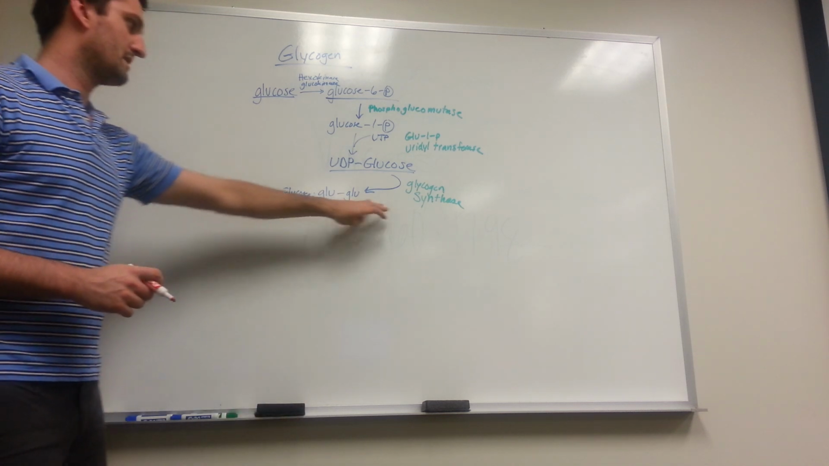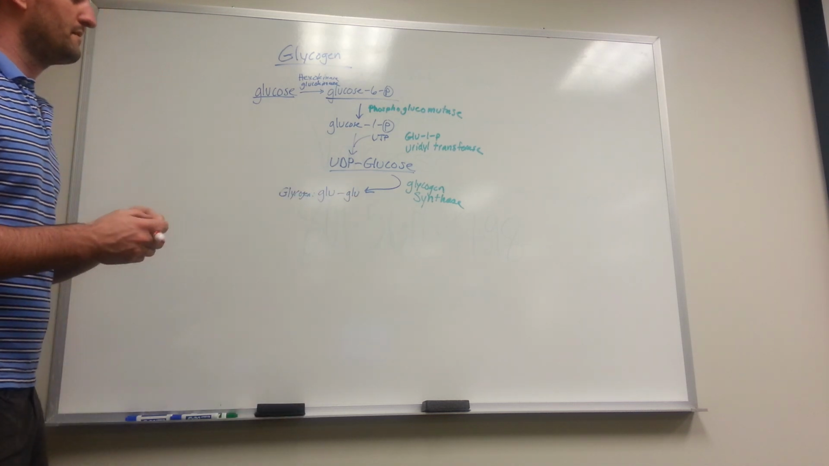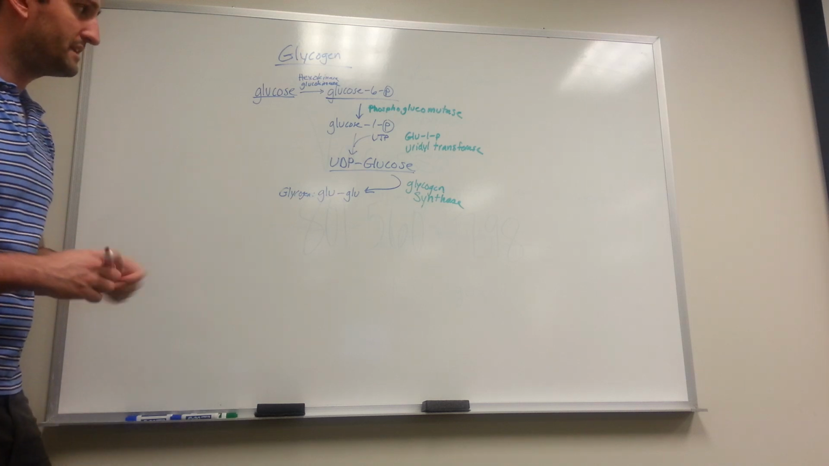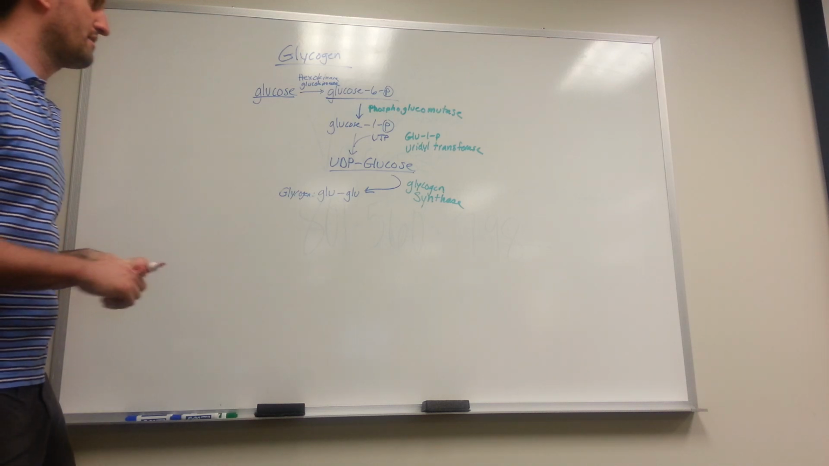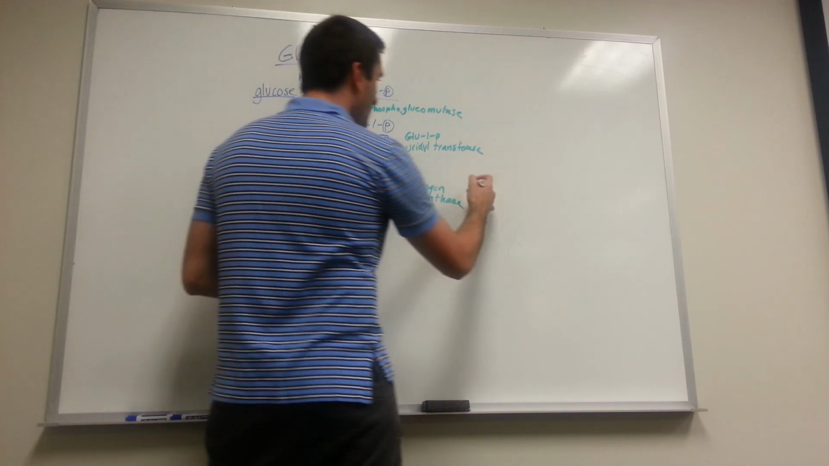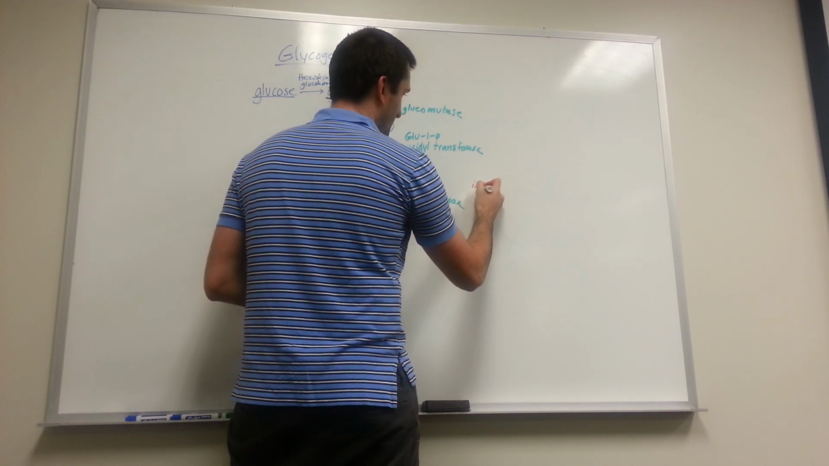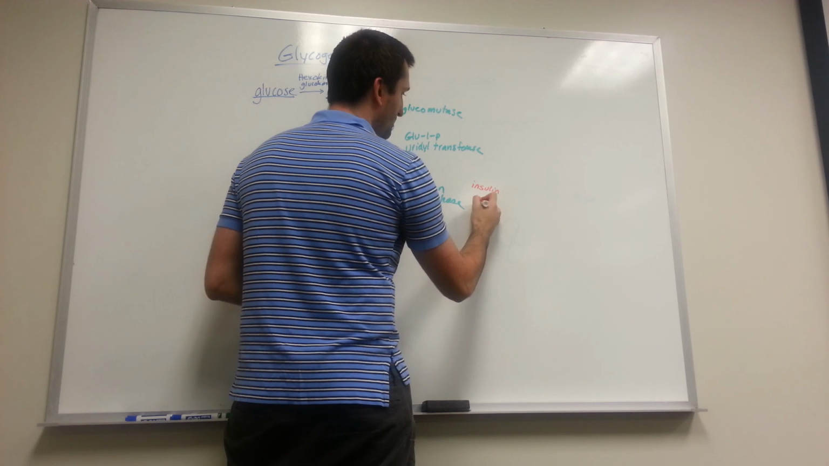It's important to know, I'm going to draw this in red now, that this enzyme can be inhibited or it can be stimulated. And there's going to be two different things that will stimulate it primarily. We're going to have insulin, and we're going to have glucagon.